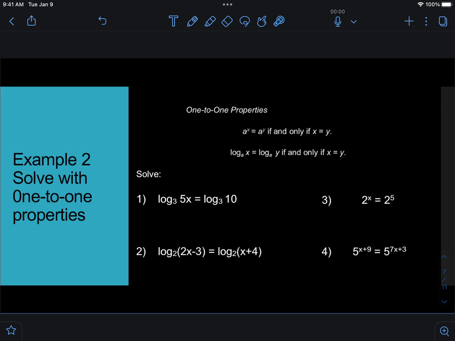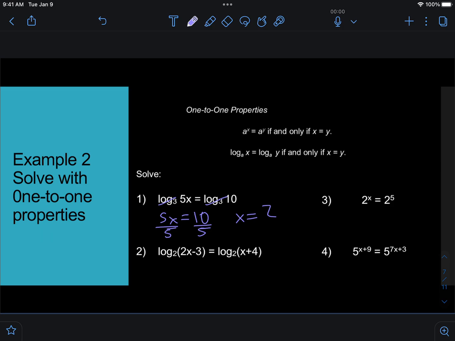Okay, so something like this. Log base 3 of 5x equals log base 3 of 10. We can really just sort of ignore or cross out the log base 3's on both sides and just solve 5x equals 10. If things match on both sides of an equation, you can usually just cancel them out. And we get x equals 2.